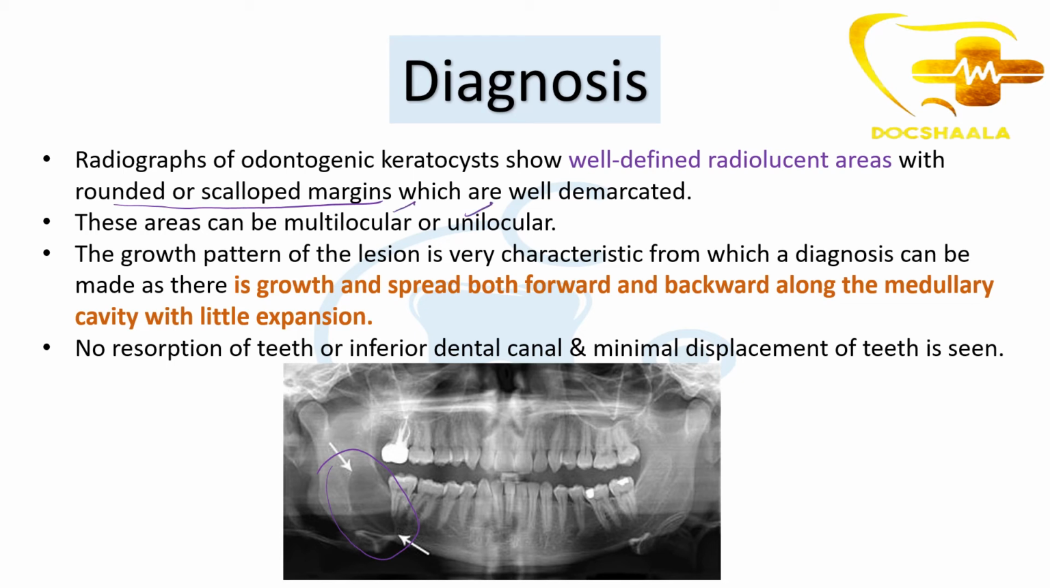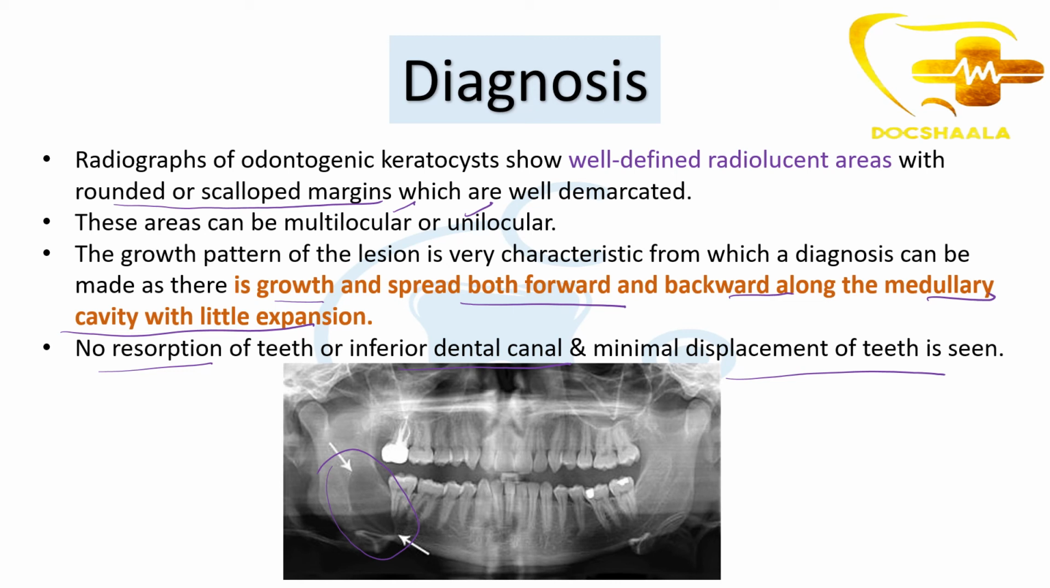The growth pattern of the lesion is very characteristic, from which a diagnosis can be made, as there is growth and spread both forward and backward along the medullary cavity with little expansion. There is no resorption of teeth or inferior dental canal and minimal displacement of teeth is seen. So teeth are not affected, no resorption, nothing to the dental canal. The cyst is unilocular or multilocular, and growth and spread is forward and backward along the medullary cavity. It grows along the medullary cavity alone.